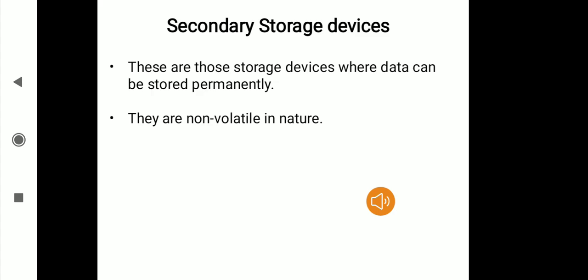These are those storage devices where the data can be stored permanently. They are non-volatile in nature. That means when the power supply is cut off, the data in those storage devices is not lost.